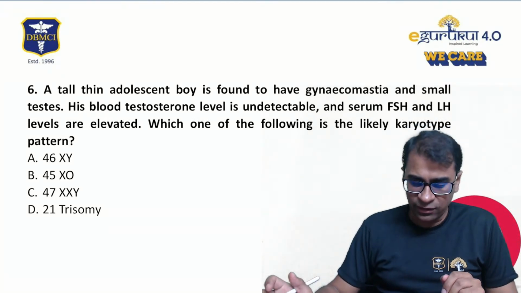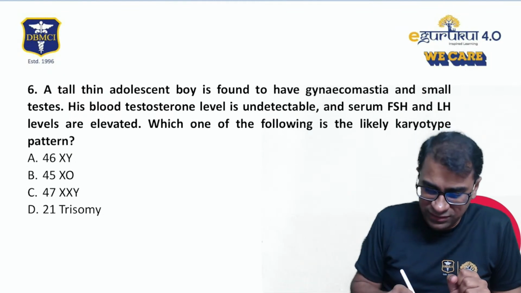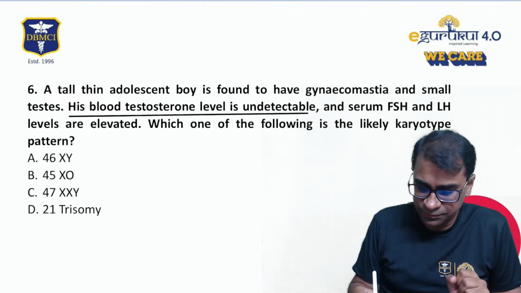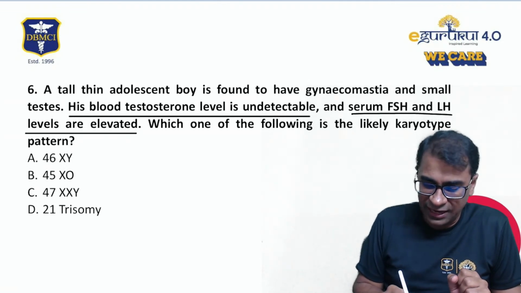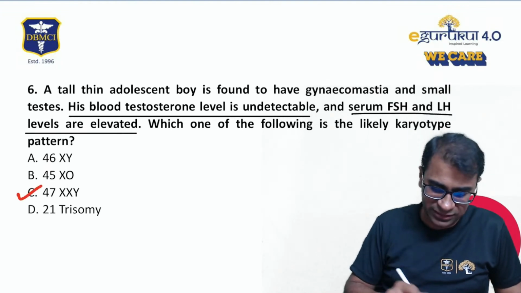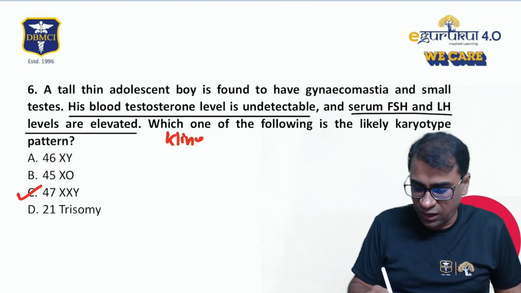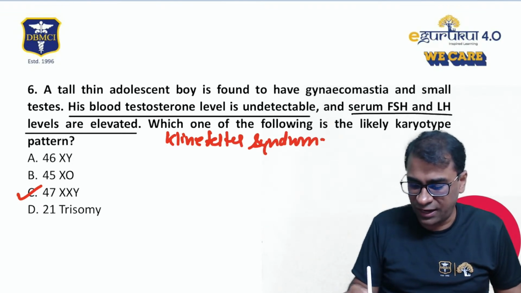Question 6. A tall, thin adolescent boy is found to have gynecomastia and small testes. His blood testosterone level is undetectable. Serum LH, FSH are elevated. The following is the likely karyotypic pattern. The answer is 47XXY. It points towards Klinefelter syndrome.